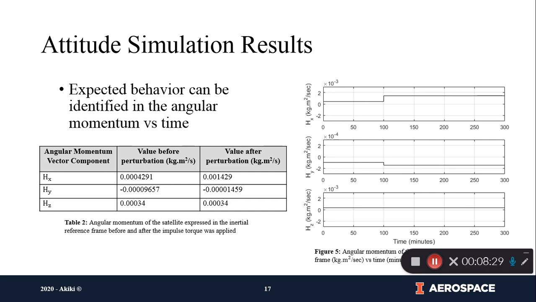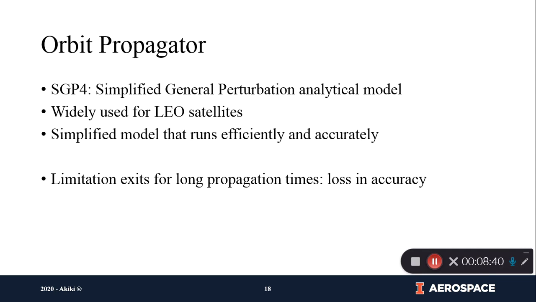I included more details in the paper of exactly how we made sure that the values we picked up are consistent with the expected values of such a simulation. The orbit propagator we use is the SGP4 analytical model, which is a widely used orbit propagator for low Earth orbit.